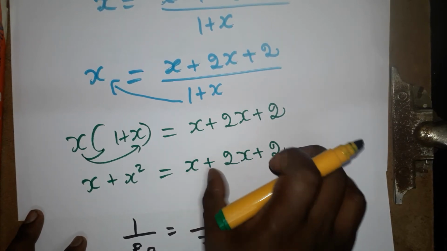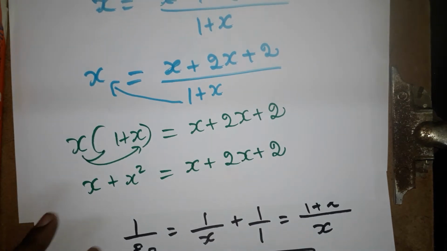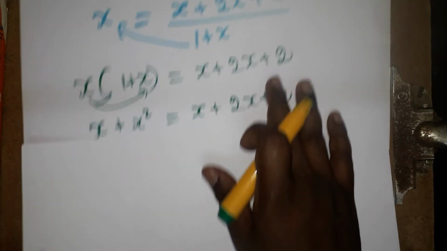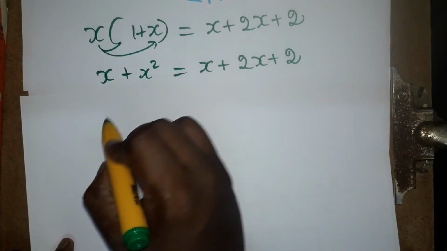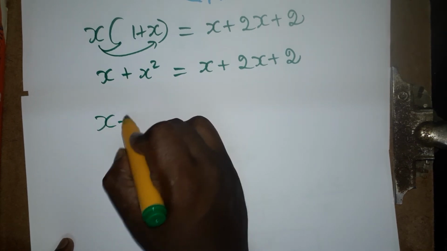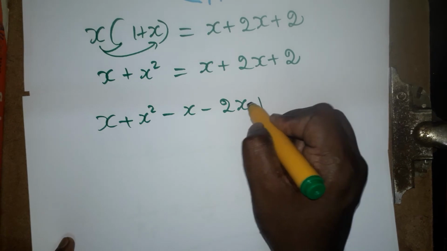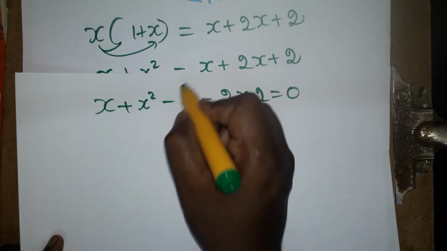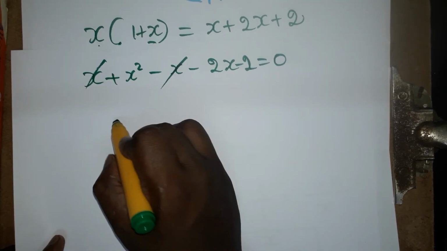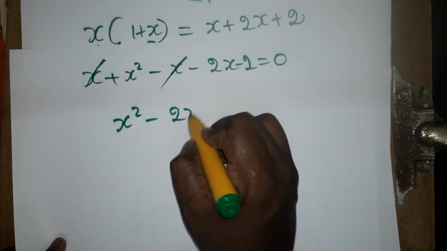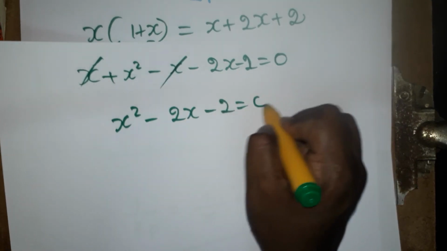From the right side I am bringing it to the left side, so all the values will become negative. I am finding the value of x. x is going to represent the whole resistance. Plus x square minus x minus 2x minus 2 is equal to 0. Okay, plus x minus x get cancelled, so x square minus 2x minus 2 is equal to 0.